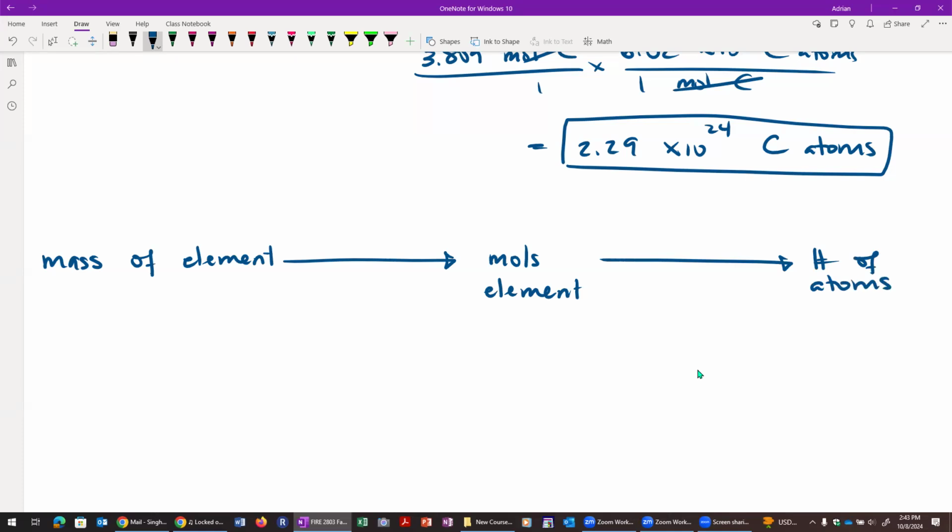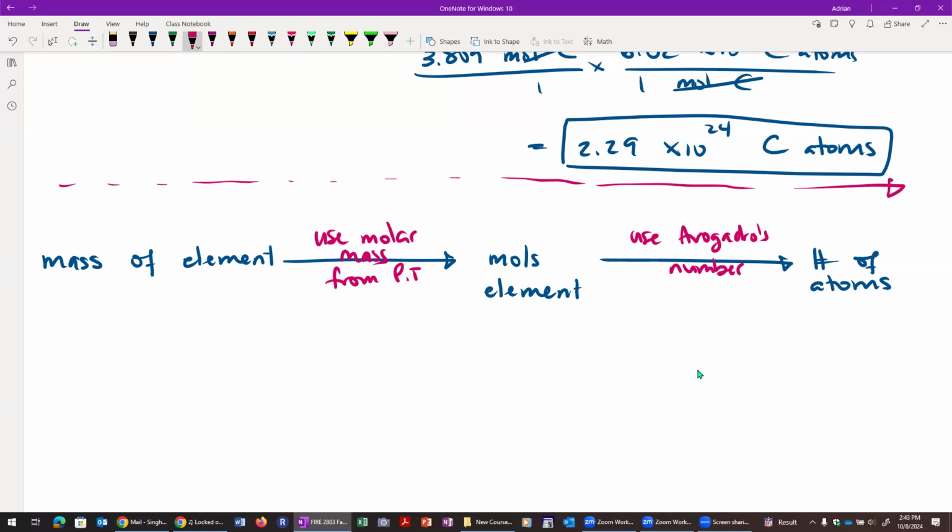Right, and what allows us to convert these? Those are the relationships. Going from mass to moles, we use the molar mass, and we get that from the periodic table. To go from moles to number of things, we use Avogadro's number. And we can go in this direction from left to right. We could also go in the opposite direction, going from number of atoms to moles, then moles to grams, by using the same relationships, we're just going to flip them.